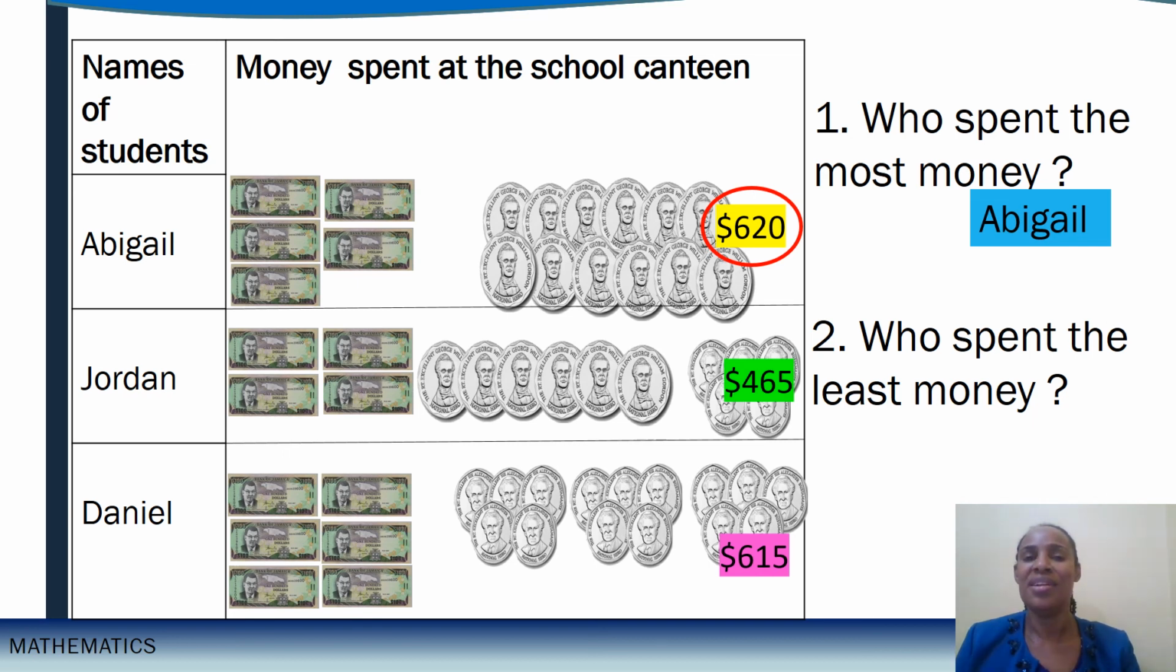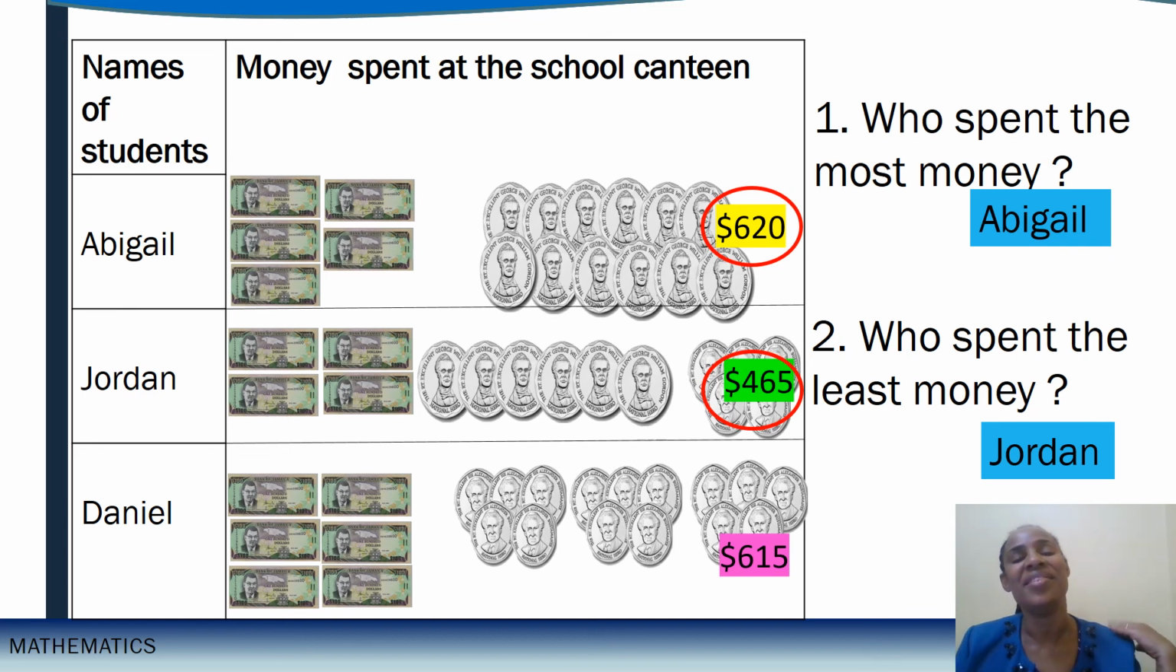What about question 2? Who spent the least money? And how do you know? Another excellent answer, boys and girls. If you said that Jordan spent the least money because he spent the smallest sum of money, that is correct. There we have it. Boys and girls, you have been doing so well. I want you to give yourself a pat on the shoulder.